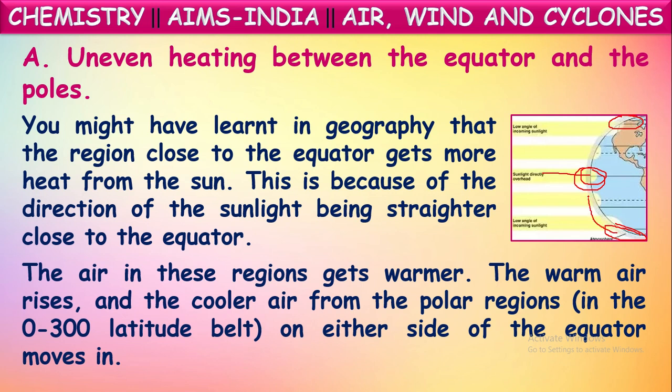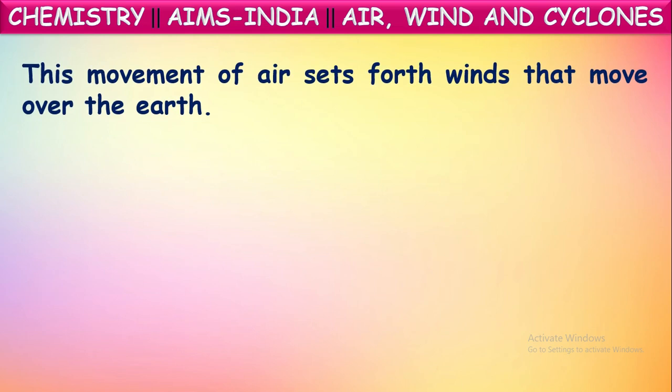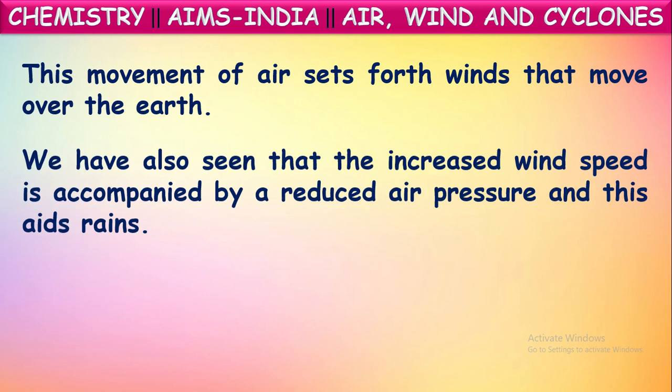Now this cool air moves from the polar regions to the equator region. The warm air rises and the cooler air from the polar regions on either side of the equator moves in. This causes wind. So this is one of the reasons for the winds: uneven heating between the equator and the poles. This movement of air sets forth winds that move over the earth.